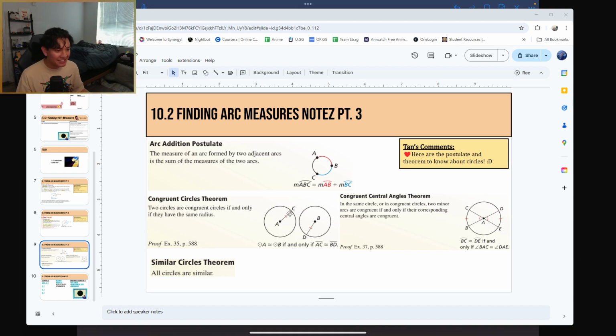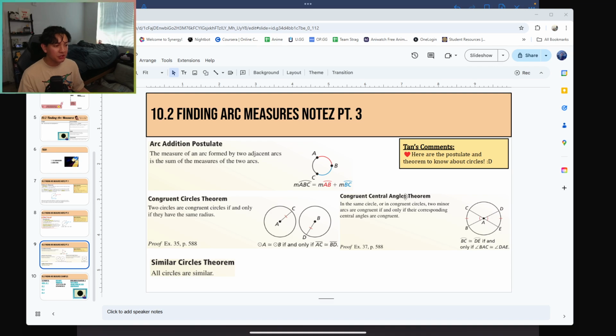Notice here, AC is congruent to BD. These are both radius or radii, and if they have the same measurement, like if this was 5 meters and BD was also 5 meters, then we can assume that both of these circles are congruent, okay?